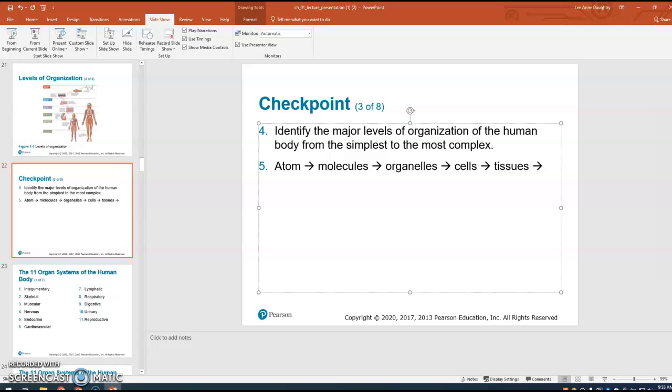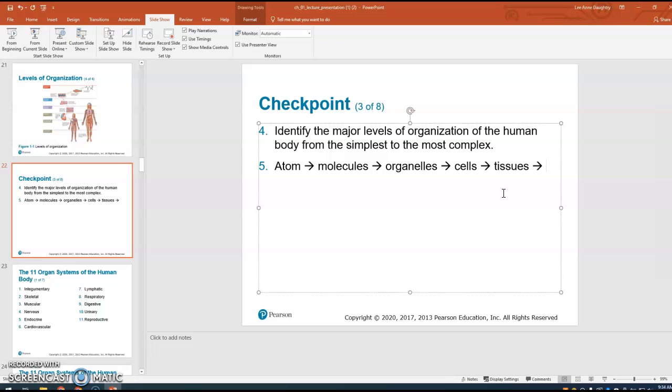And looking at the levels of organization, we will have a chapter on chemistry, that would be your molecules. And then we'll have a chapter on cytology, which is the study of cells, and then a chapter on histology. So chemistry is chapter 2, cytology is chapter 3, and histology, or study of tissues, is chapter 4.